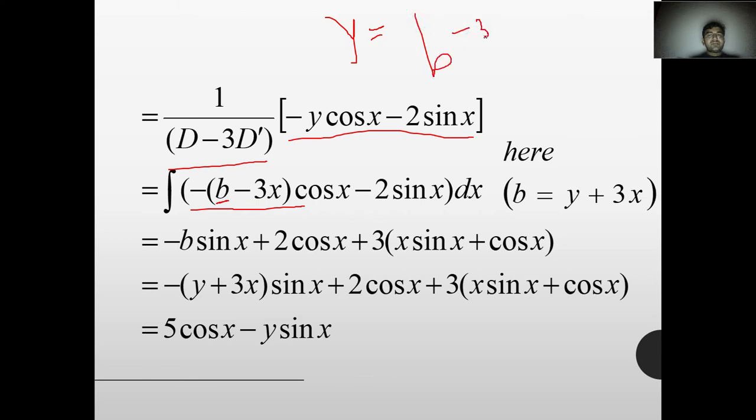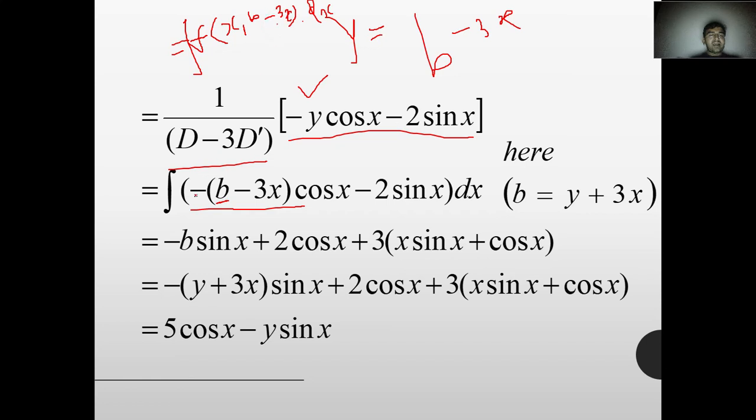Integration of f of x, b minus 3x into dx, integration f of x minus bx. So this is f of x, y. We put the value y is equal to b minus 3x, so minus b minus 3x into cos x minus 2 sin x into dx.